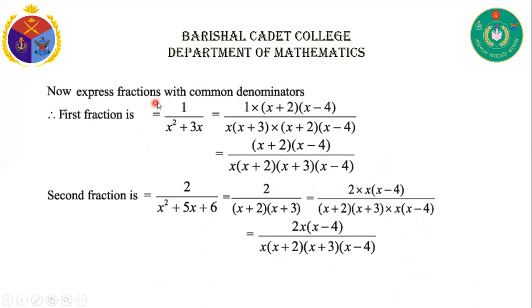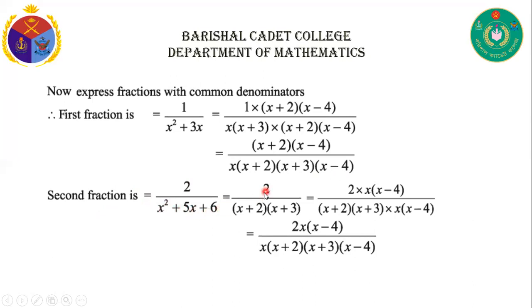So the first fraction is 1 by x squared plus 3x. We multiply the numerator by x plus 2 into x minus 4 and also the denominator by x plus 2 into x minus 4. So we get x plus 2 into x minus 4 divided by x into x plus 2, x plus 3 into x minus 4. And similarly, the second fraction we have is 2 divided by x squared plus 5x plus 6.